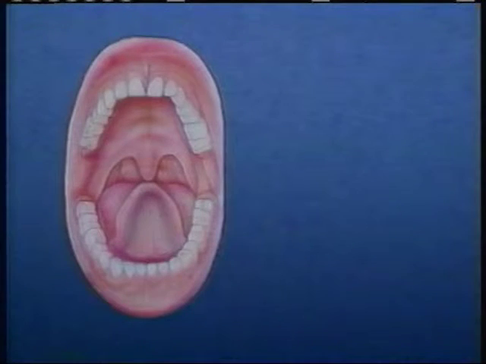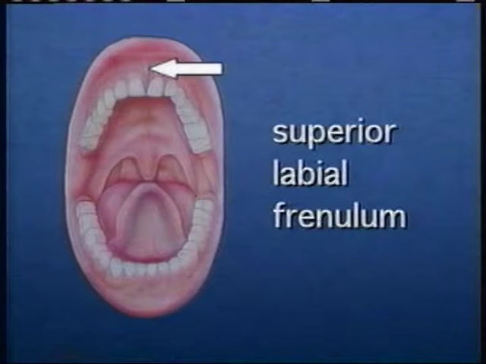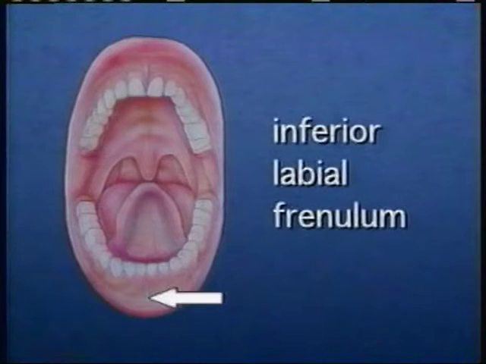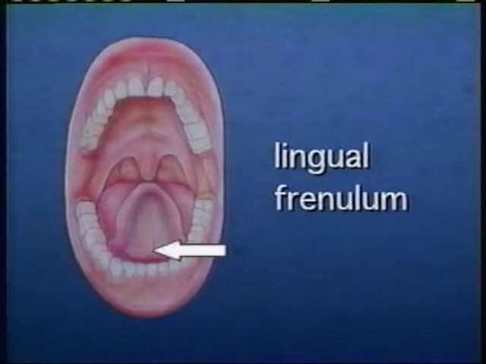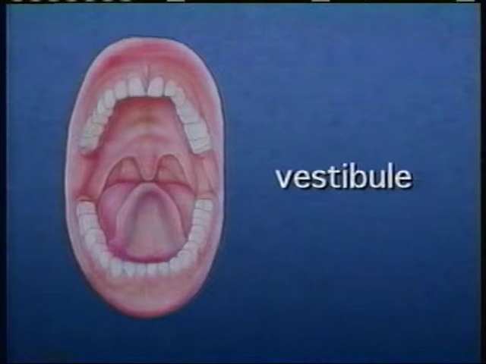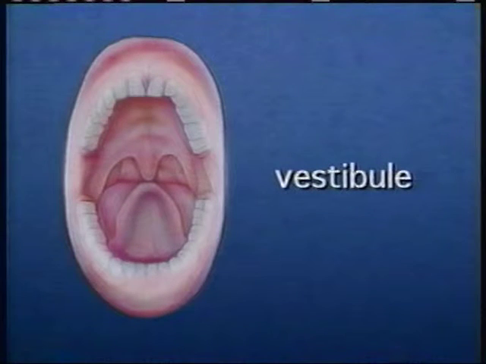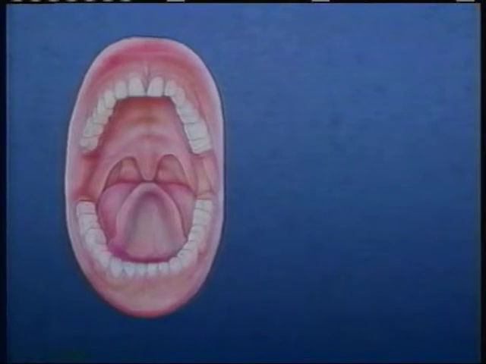Anchoring the lips to the gums are the superior labial frenulum and inferior labial frenulum. The lingual frenulum attaches between the tongue and the floor of the mouth. The vestibule is the space located between the external cheek and lips and the internal gums and teeth.